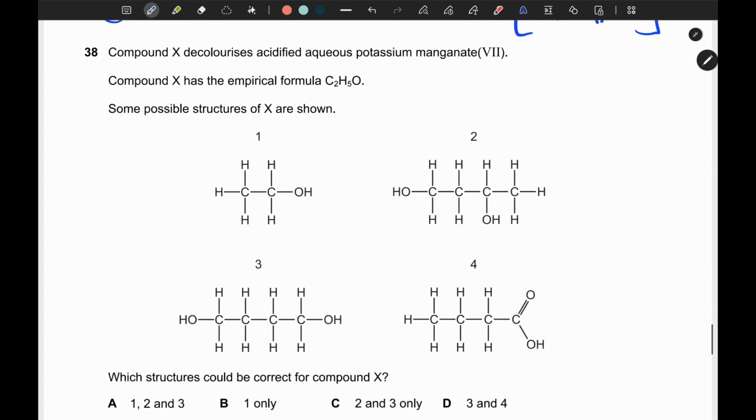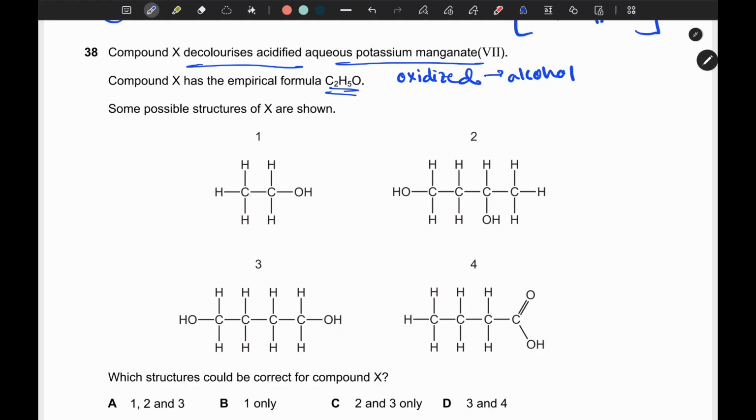Let's look at number 38. Compound X decolorizes acidified potassium manganate. That means compound X is oxidized. So that is alcohol according to our syllabus, or that is usually an alcohol according to our syllabus. Compound X has the empirical formula C2H5O. Some possible structures of X are shown. So let's just go through them one by one.